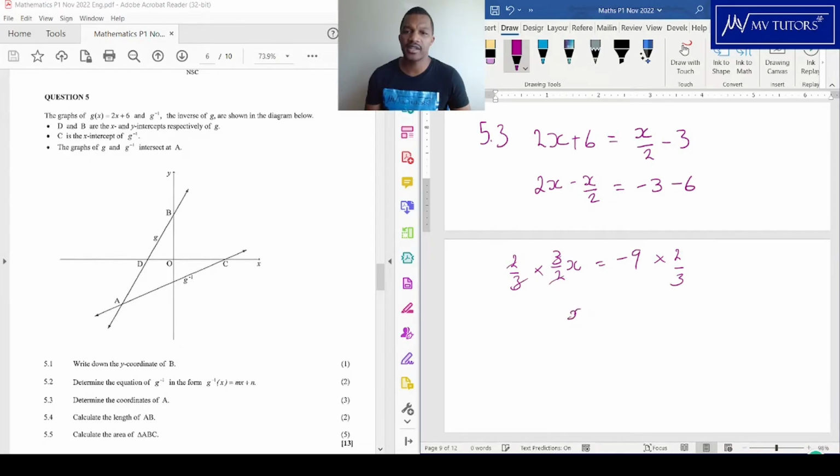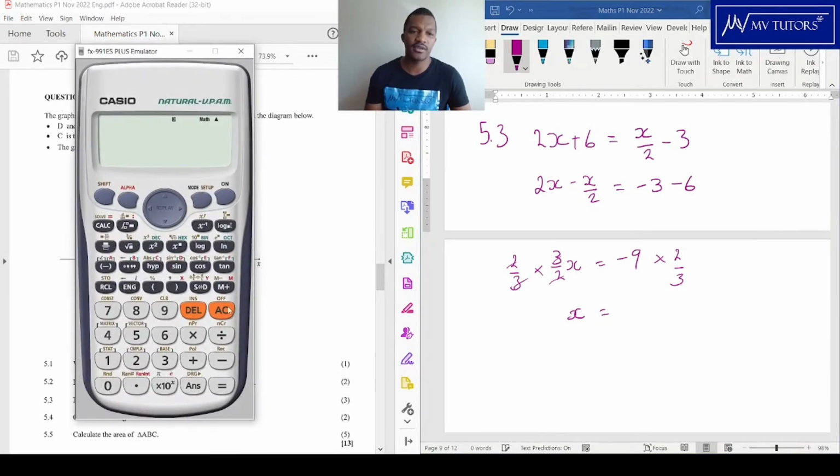I'm left with an x. And then I put this in a calculator. Let me just put it in a calculator. You know what? Let me not do it in my head. I got minus 9 times 2 divided by 3. Okay, that gives me minus 6.